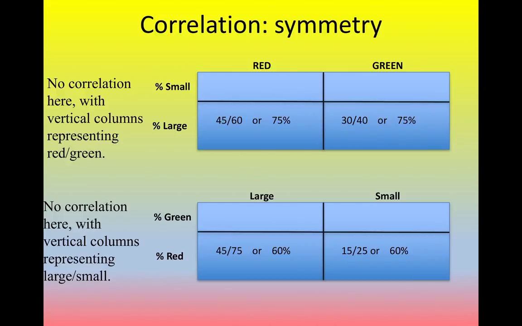In this case, 0. Notice the two horizontal lines look like one continuous flat line all the way across. Notice also that the proportions in each representation are the same, whether of large red versus large green, or of red large versus red small.